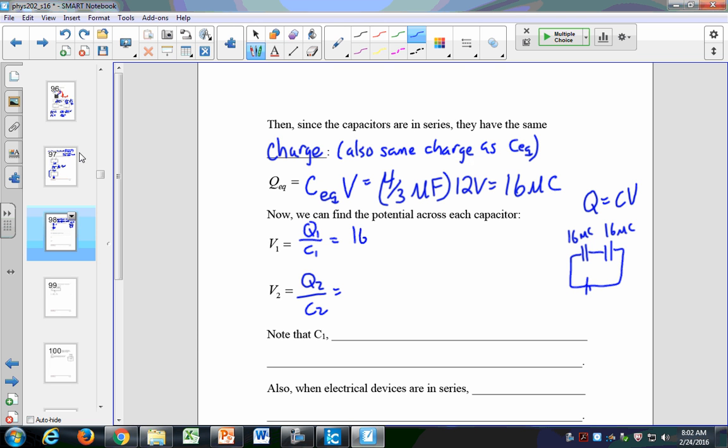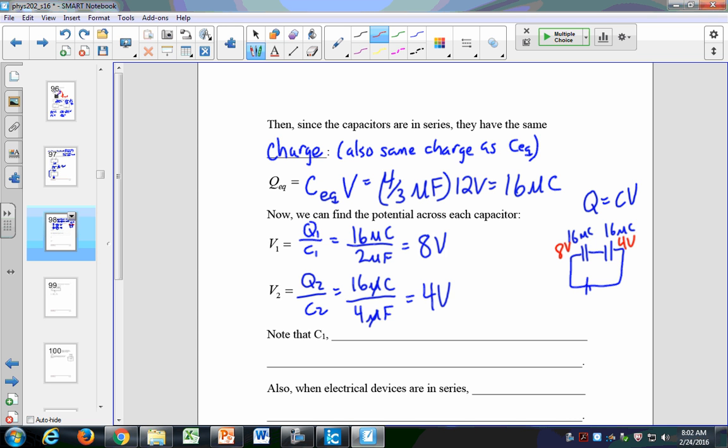That's going to be 16 microcoulombs divided by C1. What was C1? 2 microfarads. That's equal to 8 volts. And then this is going to be 16 microcoulombs divided by 4 microfarads. Notice the micros cancel out, and that leaves me with 4 volts. So remember, this is what we said before, that this one has to have 8 volts, and this one has to have 4 volts. Because this first capacitor was the smaller of the two, it has a bigger voltage. The second capacitor is the bigger of the two, it has a smaller voltage.